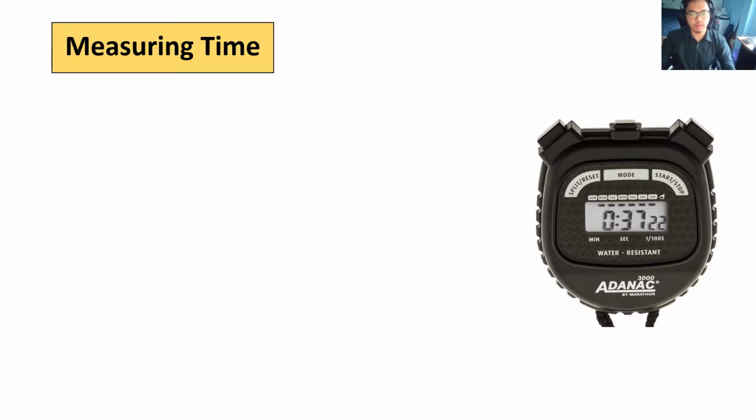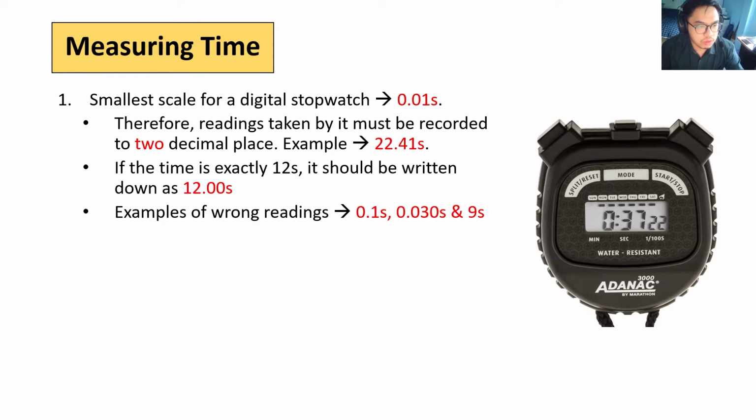Some more things you need to know when you are measuring time in physics. When it comes to the digital stopwatch, the smallest scale for a digital stopwatch is 0.01 second. Therefore, when you are making readings, it has to be recorded to the same decimal place as the smallest possible reading. Now, because the smallest possible reading is accurate up to 2 decimal places, therefore, when you record your reading, all of them have to be in 2 decimal places as well. For example, 22.41, so 2 decimal places there. If you have a time that is exact, then you should still follow this rule. Let's say you measured a time of something to be 12 seconds, then you should also include 2 decimal place values, which is 12.00 seconds.